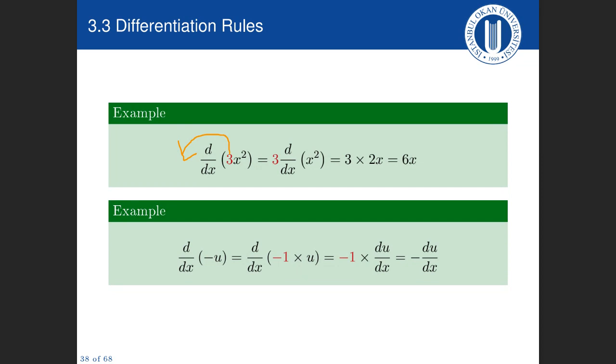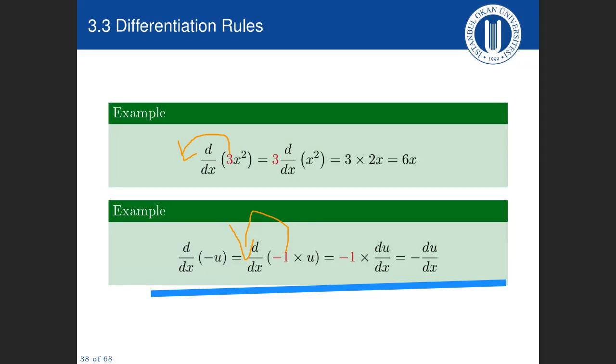We can do the same thing for minus a function, the derivative of minus u, because that just means minus 1 multiplied by u. Minus 1 is just a constant. Minus 1 we can take outside of the derivative to get minus 1 multiplied by du dx, or minus du dx.